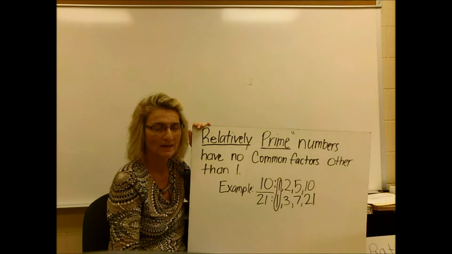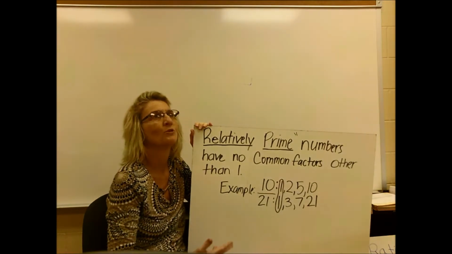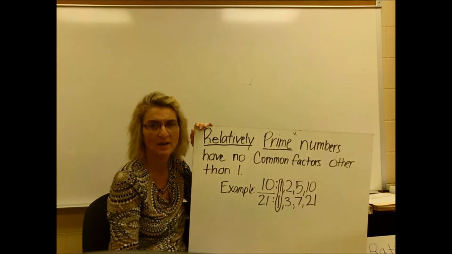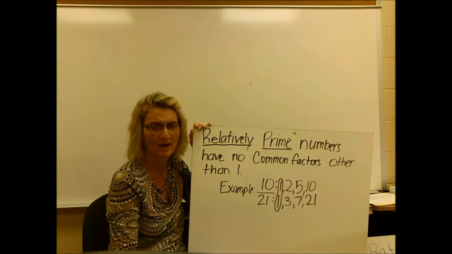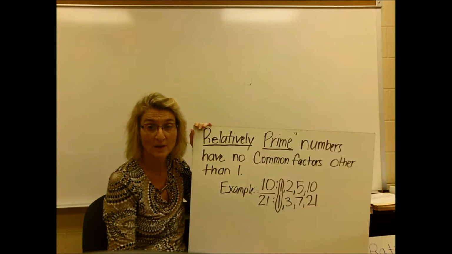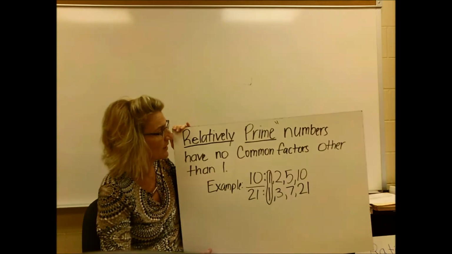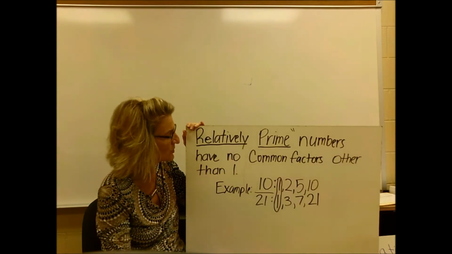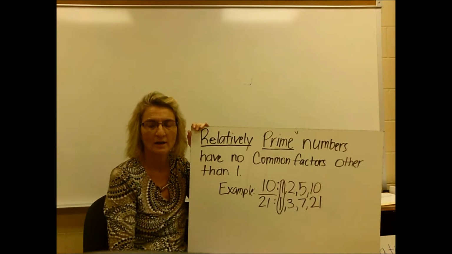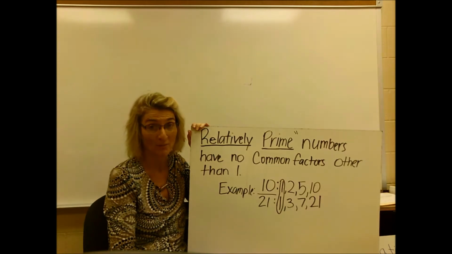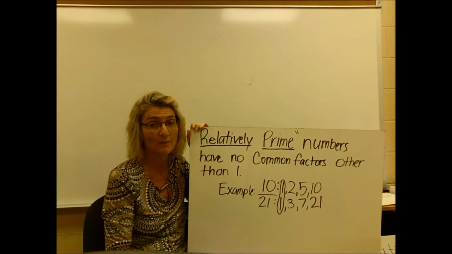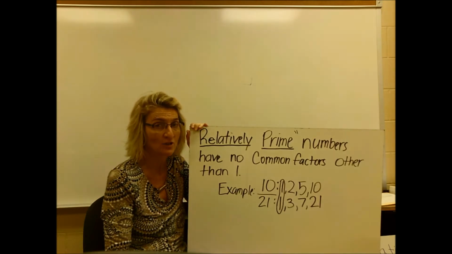Relatively prime. Wow. When I was your age and I learned this vocabulary word, I thought, this does not make any sense. Relatively prime. But once I'm finished explaining it to you, you will understand it. Relatively prime numbers have no common factors other than 1. Prime numbers only have the factors 1 and itself. But relatively prime, we normally use that in fractions.